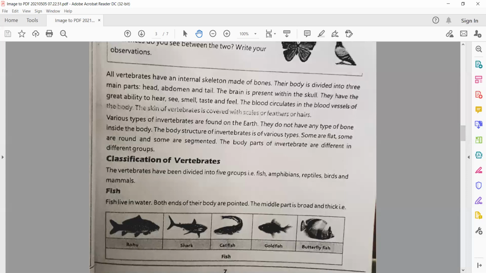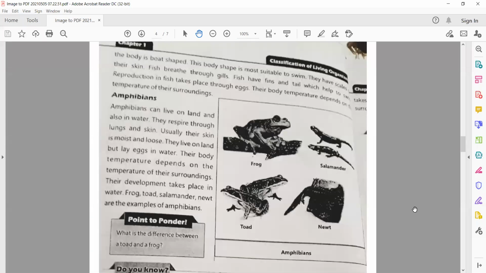Some fish have fins and tails, which help to swim. Reproduction in fish takes place through eggs. Fish are reproduced by what? Fish are reproduced by eggs. Okay, their body temperature depends on the temperature of their surroundings, means they do not have a constant body temperature. So they cannot survive in extreme temperature. So that's why they are called cool-blooded animals. That is all about the fish.